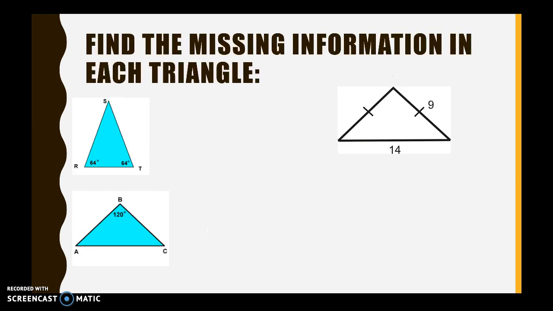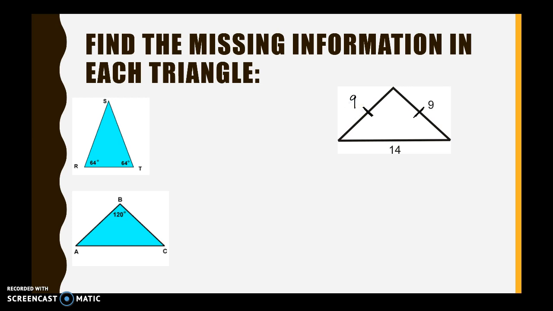Find the missing information in each triangle. Okay, let's start with this little guy here. I have this side is congruent to this side. So if this side length is 9, then it forces that side length to be 9. No other work is necessary.